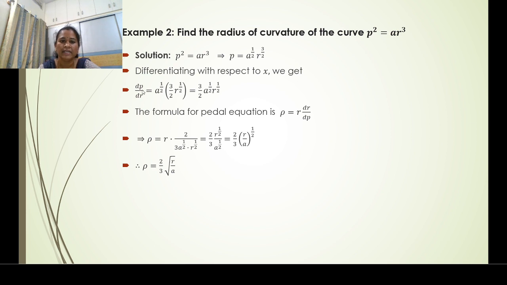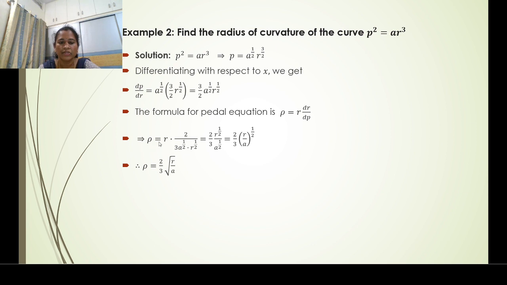We get d rho by dr, which is equal to a to the power of 1 by 2 is the constant, 3 by 2 r to the power of 3 by 2 minus 1 becomes plus 1 by 2. It is 3 by 2 a to the power of 1 by 2 r to the power of 1 by 2. So then move on to the formula for pedal equation, rho is equal to r dr by dp. Already we have the answer for dr by dp.